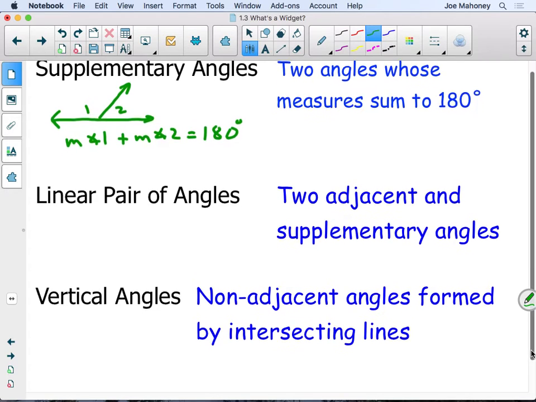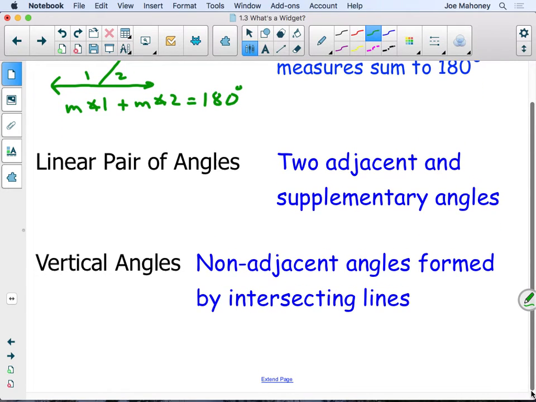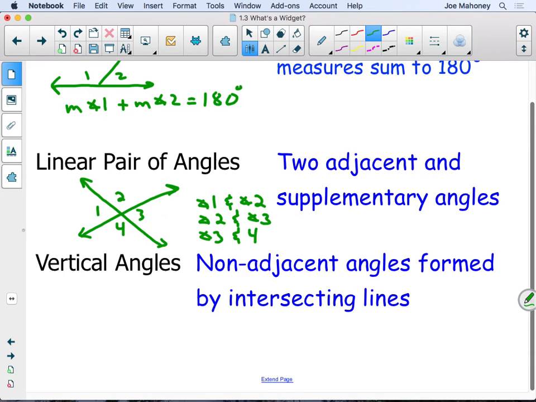The next two kind of go together, a linear pair of angles and vertical angles. A nice diagram for both of these is if we draw two intersecting lines. And I'm going to number these angles 1, 2, 3, and 4. So linear pairs of angles are adjacent and supplementary. For example, angle 1 and angle 2 form a linear pair because they're adjacent and supplementary. The same can be said for angle 2 and angle 3, and also angle 3 and angle 4, and also angle 4 and angle 1.